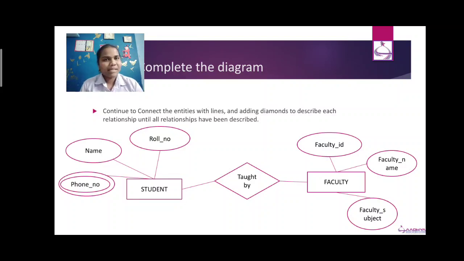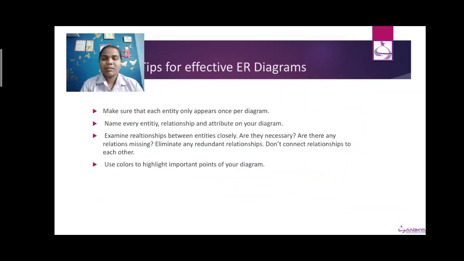Coming to step 5, completing the diagram. Continue to connect the entities with lines and adding diamonds to describe each relationship until all relationships have been described. So continue to connect the entities. Student entity is connected with the faculty entity with a line and with the description of "taught by", and student entity is given roll number attribute, name attribute, and phone number attribute, which is a multi-valued attribute, and faculty is given faculty ID, faculty name, and faculty subject. So here is the completion of the diagram.